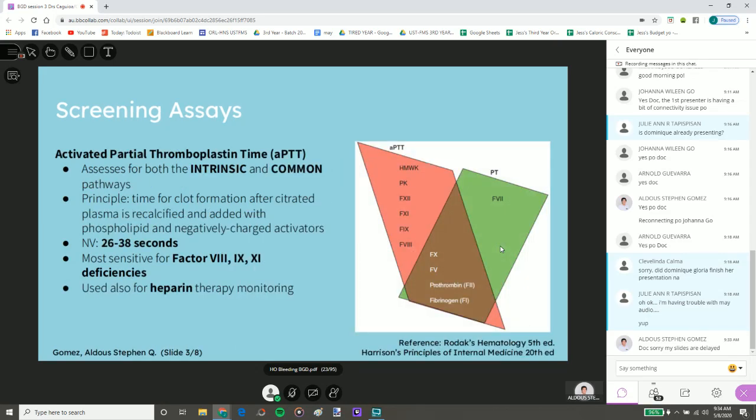Next, we have the APTT, or the Activated Partial Thromboplastin time, which assesses for both the intrinsic and common pathways.